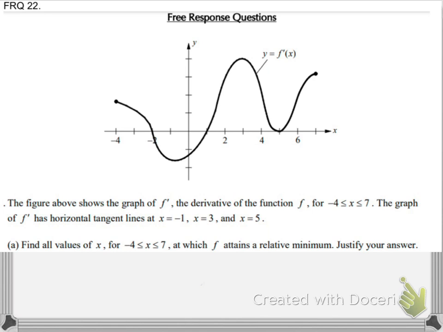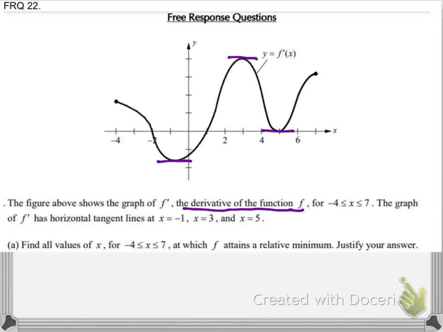Question number 22 is a free response question, and we are given an f prime graph, the derivative of function f, for the closed interval -4 to 7. F prime has horizontal tangent lines at -1, +3, and +5. That information will come in handy later on, I think, in question letter C. For the first question, we want to find all values of x between -4 and 7 at which f attains a relative minimum.